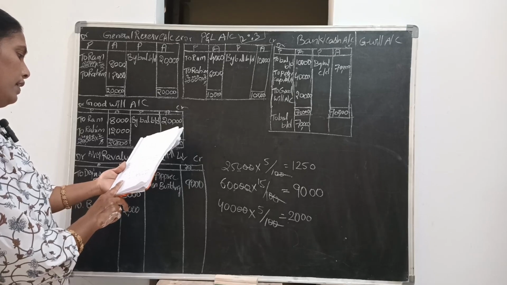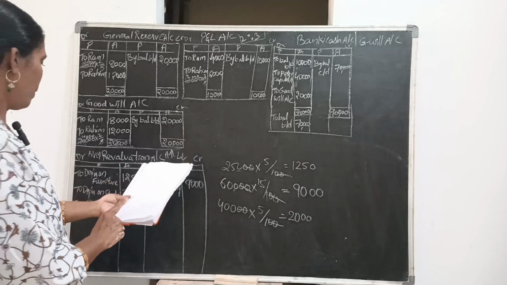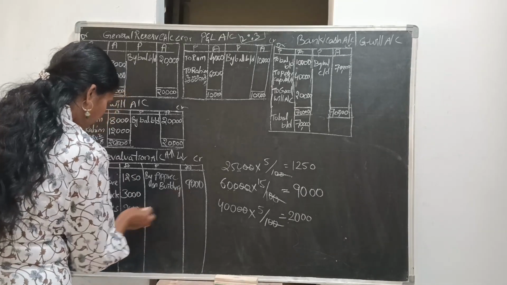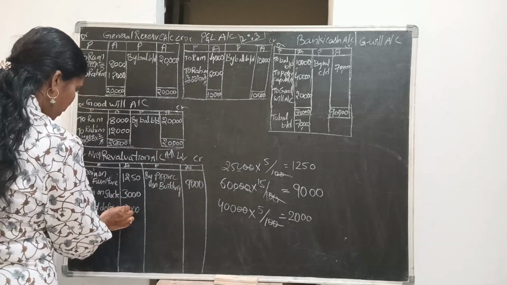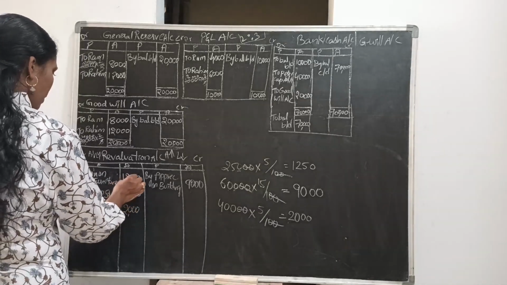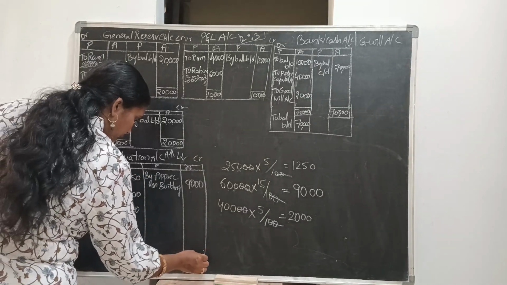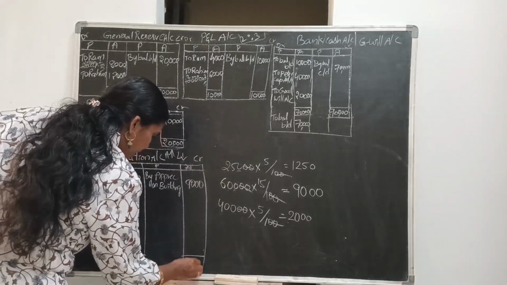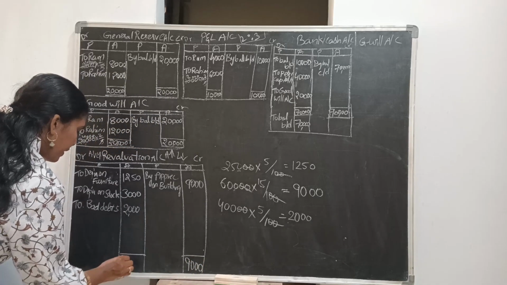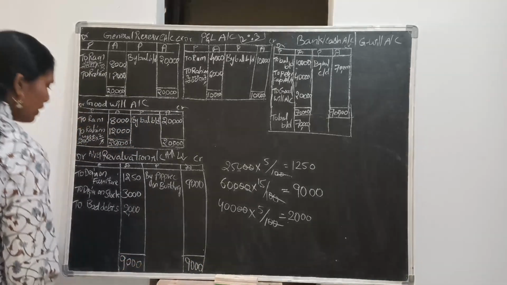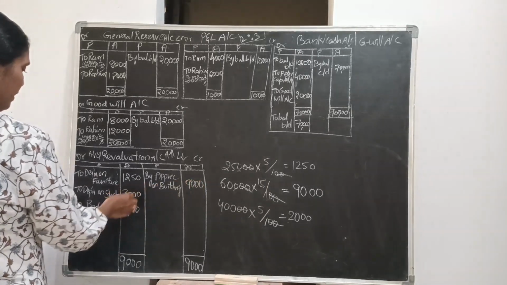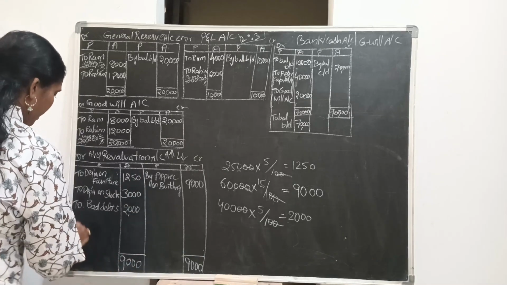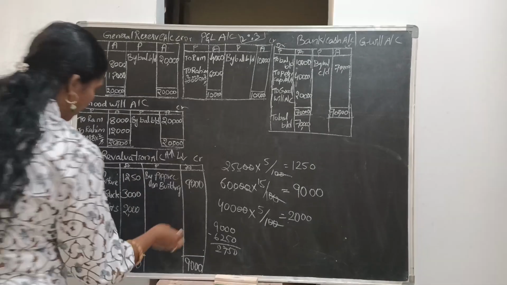Okay. Is there anything else? No. So now make the totals on both the sides. This is 9,000, 3,000 to 5, okay, 56,250. So which side is the highest amount? 9,000 is the highest amount. So write it on both the sides. 9,000, 9,000. 9,000 minus 56,250. So what is the remaining balance?